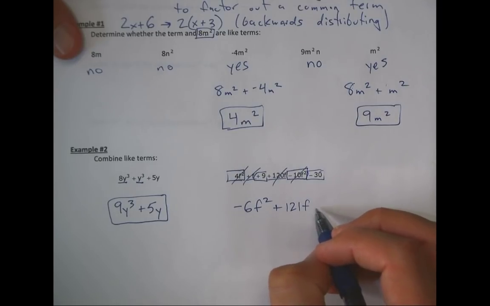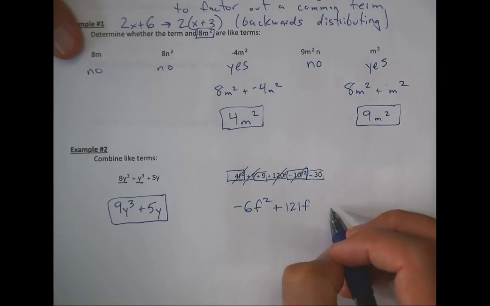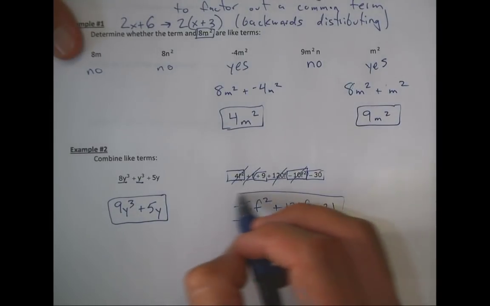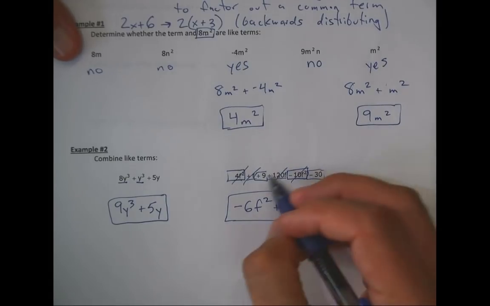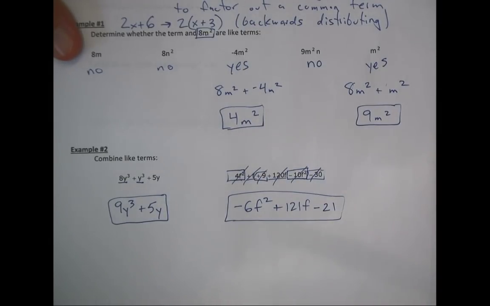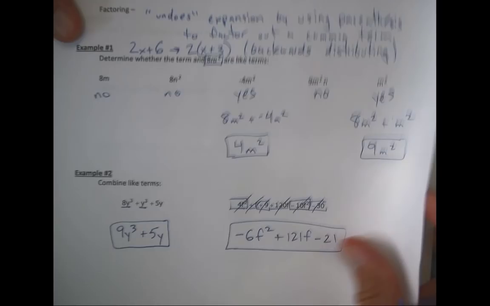So you could write plus negative 21, or you can just write minus 21. Either one is fine, but let's make it as simple as possible. If you get a negative, write minus. Okay, so we have now completed this problem. We've combined everything that is considered a like term. All right, going to the next page, example number 3.